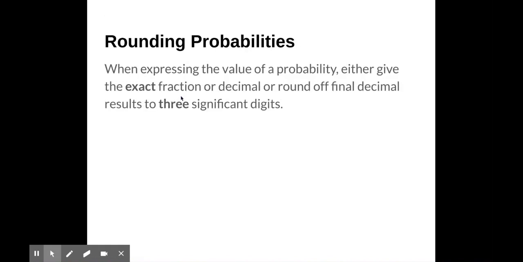Rounding probabilities, unless specifically said, key takeaway here, 3 significant figures, okay? 3 significant digits. So if the probability of something happening is 1/3, we would just simply say 0.333.